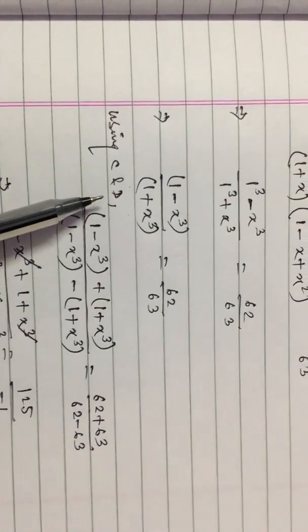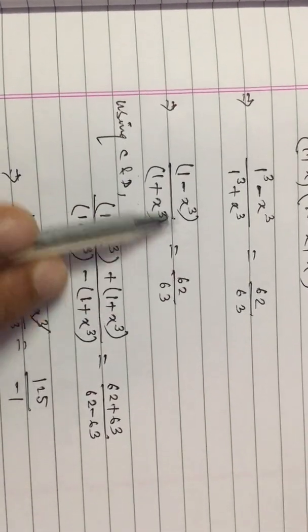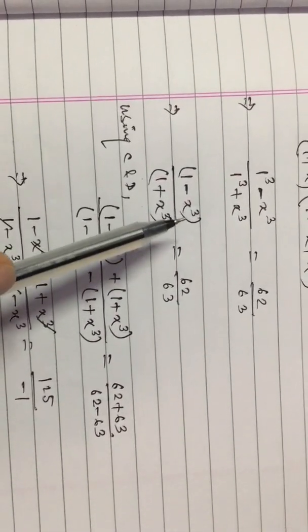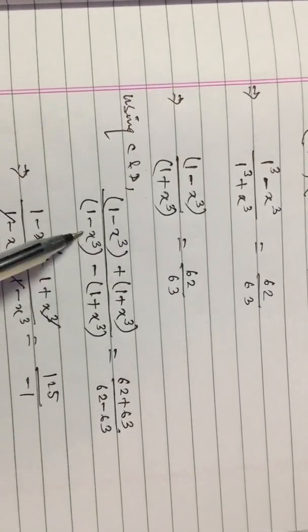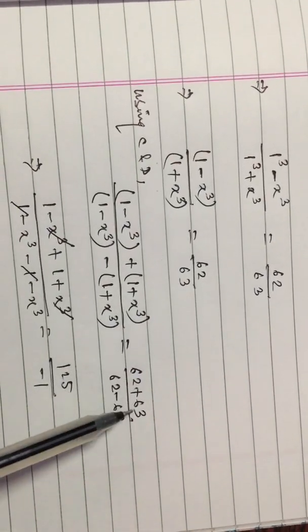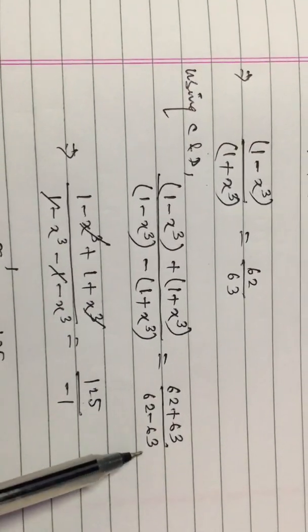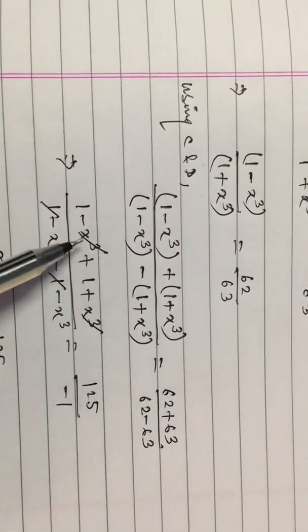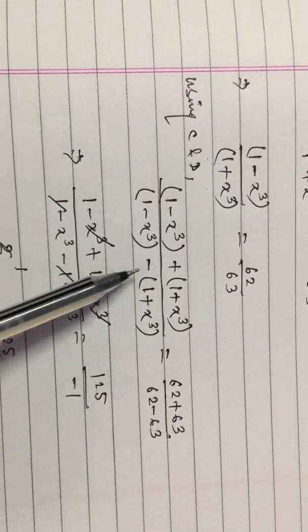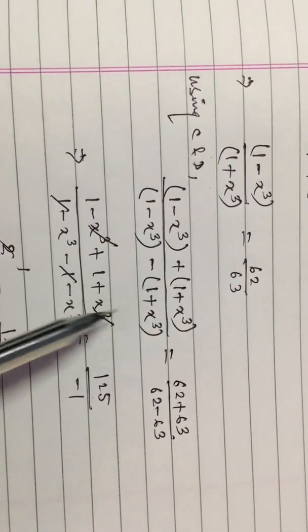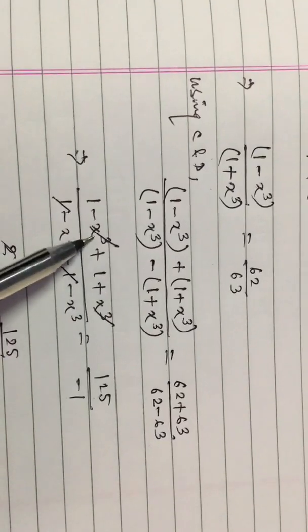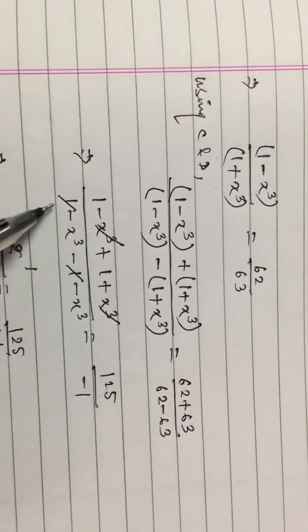Now after this you can apply componendo and dividendo here. A plus b, a minus b, c plus d, c minus d. 63 plus 62 is 125. 63 minus 62 is 1. A plus b, a minus b, plus minus. These two will be cancelled, x cube and 1 will be cancelled.